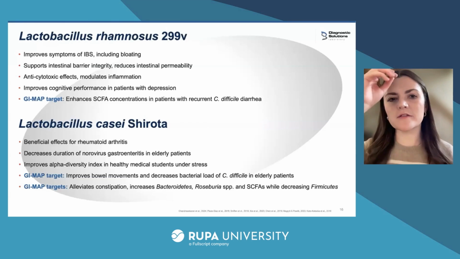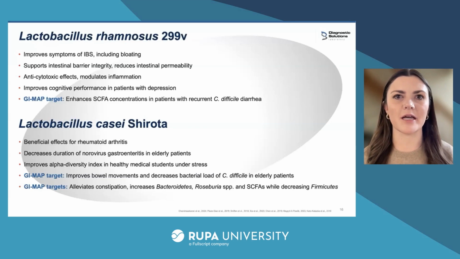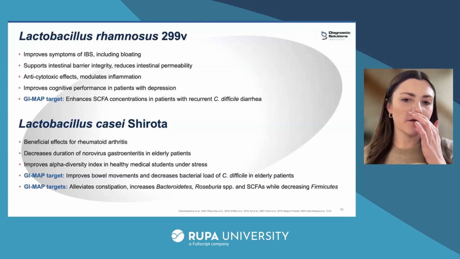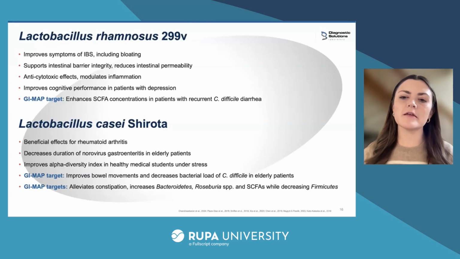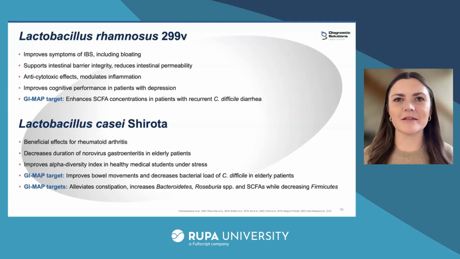Other research shows that this strain can be helpful in improving bowel movements and decreasing bacterial load of C. diff. And then it can also help to alleviate constipation while impacting our microbiota. So increasing Bacteroidetes and Firmicutes while decreasing Bacteroidetes and Roseburia while decreasing Firmicutes. And in that particular study, it also helped to regulate bowel movements. It helped to soften hard stool and vice versa.